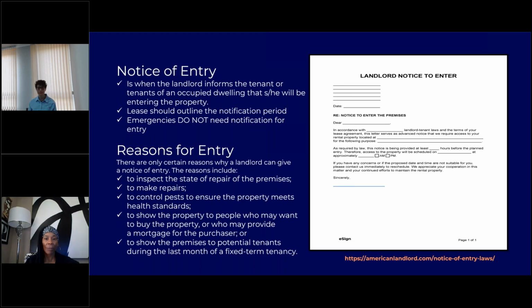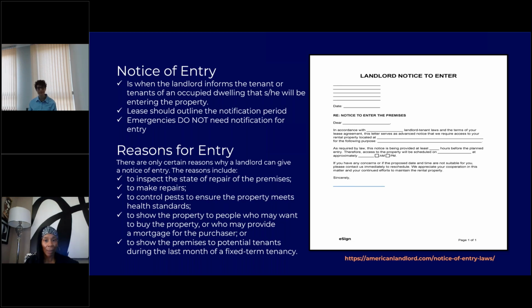I want to make this clear. Again, each state is slightly different. I'm going to pick on myself. For example, I am in the state of Missouri. If my landlord wants to come in and spray the unit, based on our state laws, they have to give us 3-day notice, because they're just doing preventive measures to the unit. So this is an example of what a notice of entry looks like. Again, they're all slightly different based on the language of your state. The lease should outline the notification period. That's why it's so important.